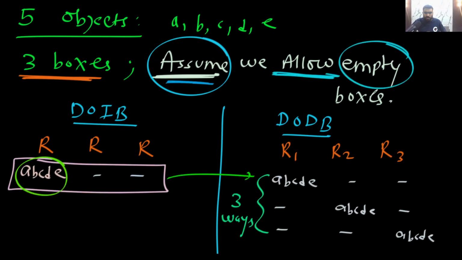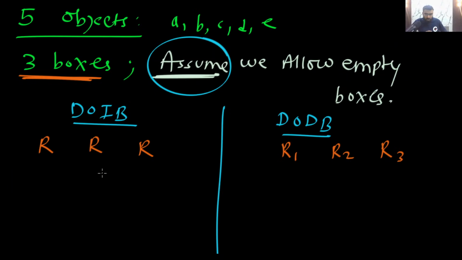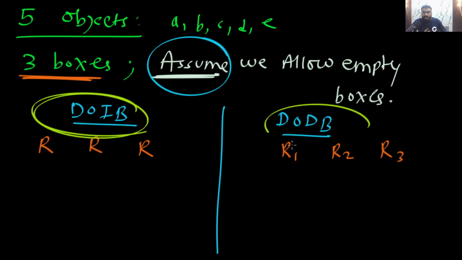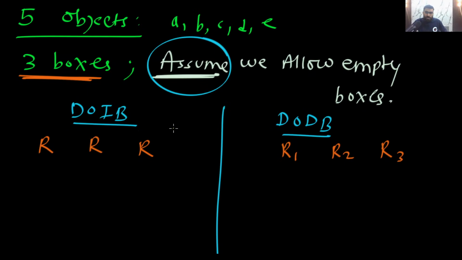Let me know. See, there is a purpose of this question. Did you understand the purpose of this question? What you need to learn from this question, did you understand? Solving the question, you can solve it by a different method. But I am asking the purpose of this question. Did you understand the relationship between DOIB and DODB, and why non-empty boxes is important?